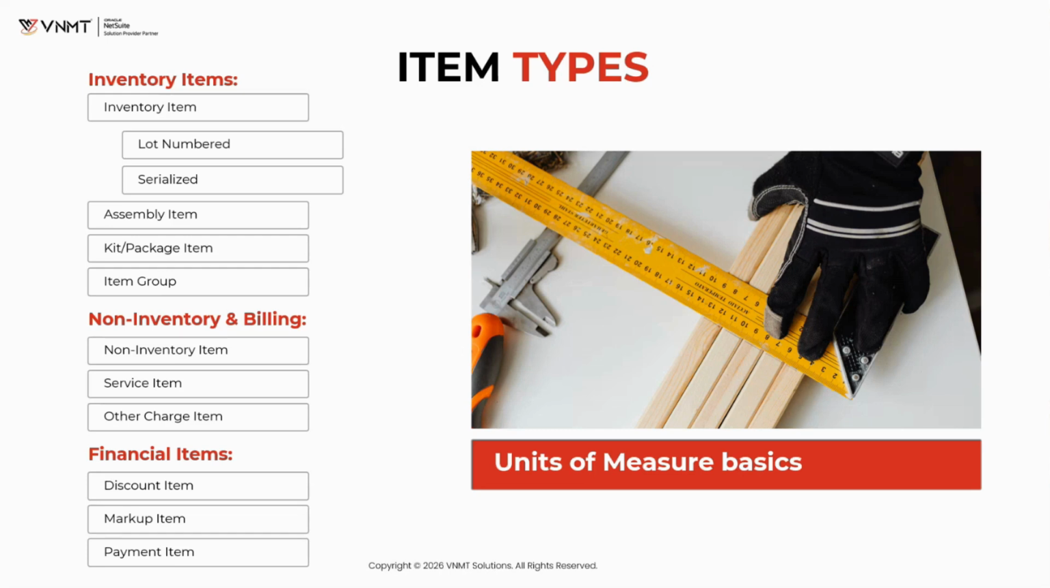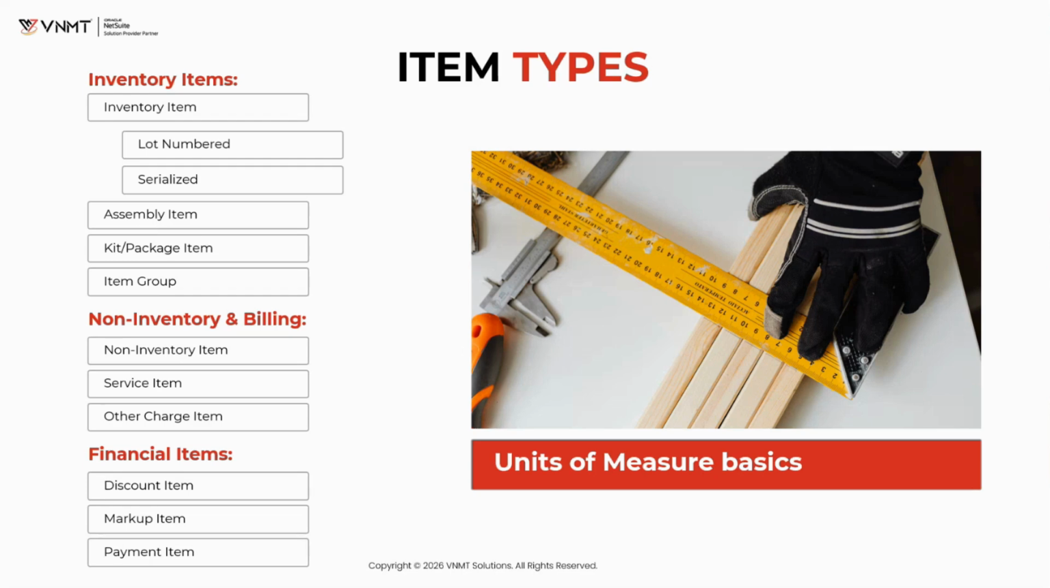One of the simplest or most basic is your inventory item. Inventory items are anything you want to keep track of their quantity whenever you purchase or sell those items. They have two subtypes as well. One is lot numbered and another is serialized item.